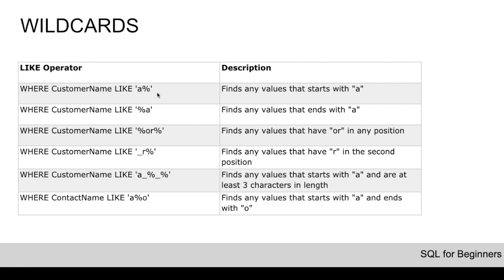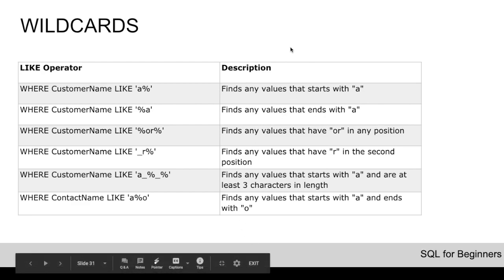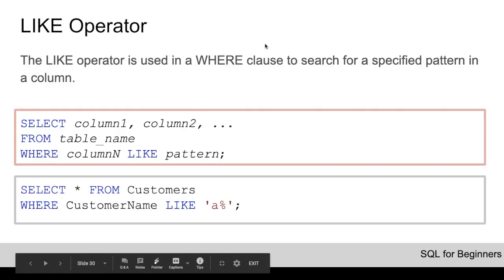So for example, the LIKE operator can be used to find any values that start with the letter A, or the ones that end with the letter A, or it may also find the values that have "or" in any position. So all of these cases are used with the LIKE operator.